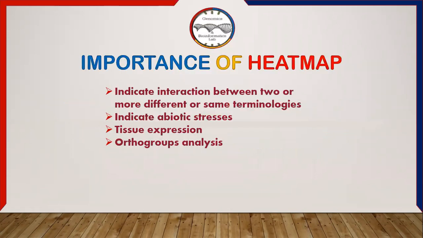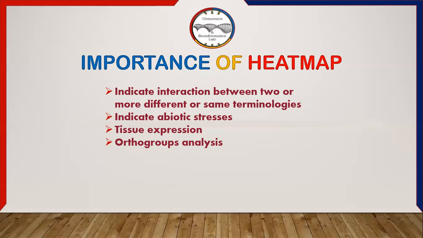The heat map is basically used to indicate the interaction between two or more different or same terminologies. It can also be used to indicate abiotic stresses like heat and light, and the presence of plant hormones like indole-acetic acid or abscisic acid, etc. Also, it is used to indicate tissue expression, like how much certain proteins are expressed in different parts of plants, and also it can be used for orthogroup analysis between different species, and also per species orthogroup analysis, etc. Heat map has many other purposes too.